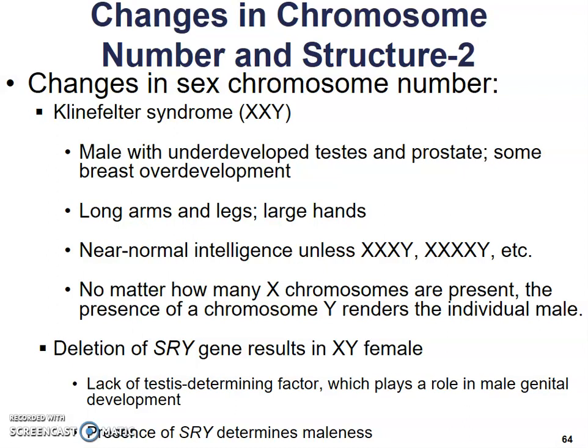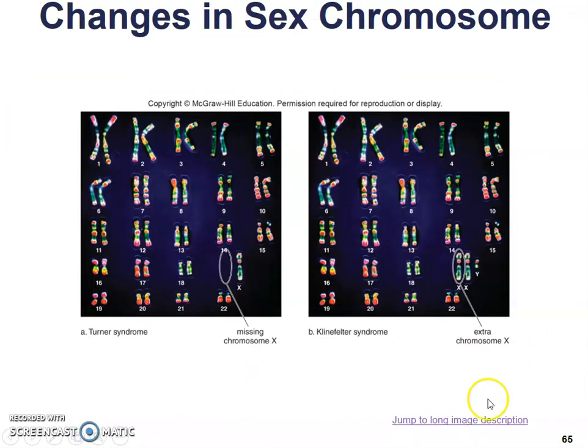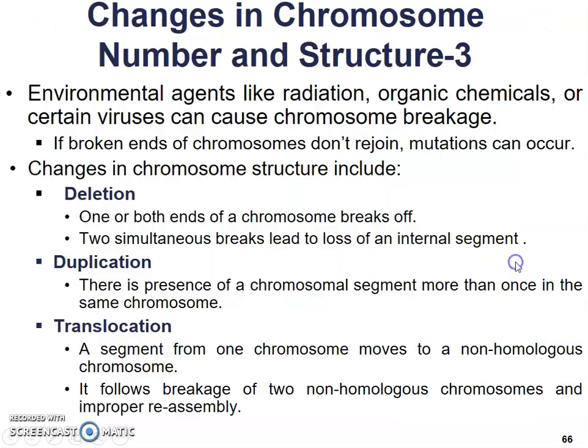The lack of testes determining factor, which plays a role in male genital development. So they don't have the right proteins produced. The presence of the SRY determines the maleness. So it's this gene on the Y chromosome that determines male or female. Here we have karyotypes of a Turner syndrome person. You'll notice that there is a missing X chromosome right here. Here we have a Klinefelter syndrome karyotype where there is an extra X chromosome in addition to the normal X and Y.